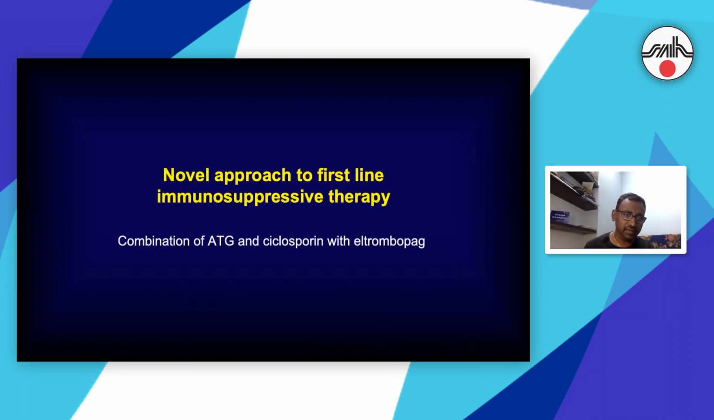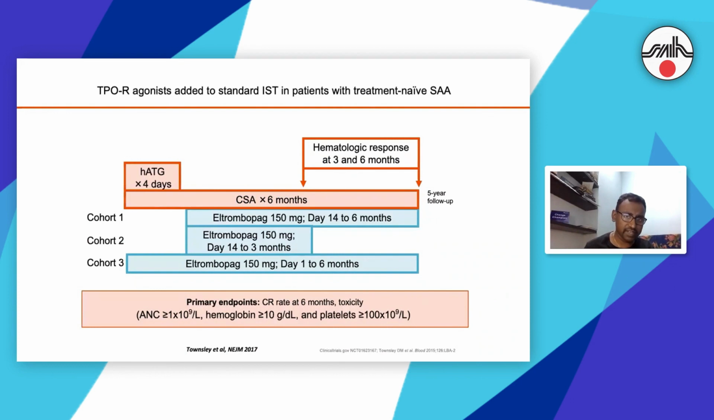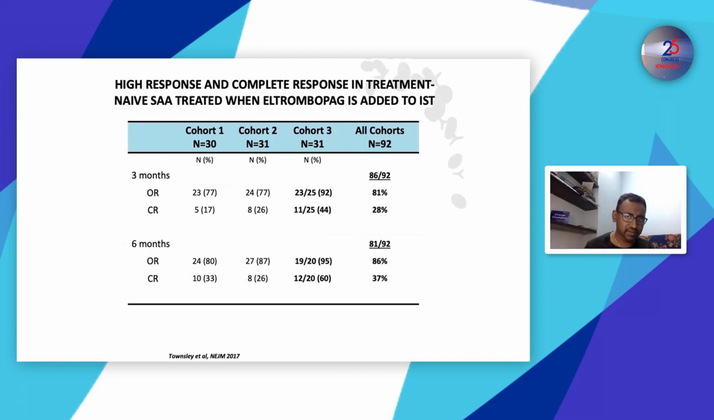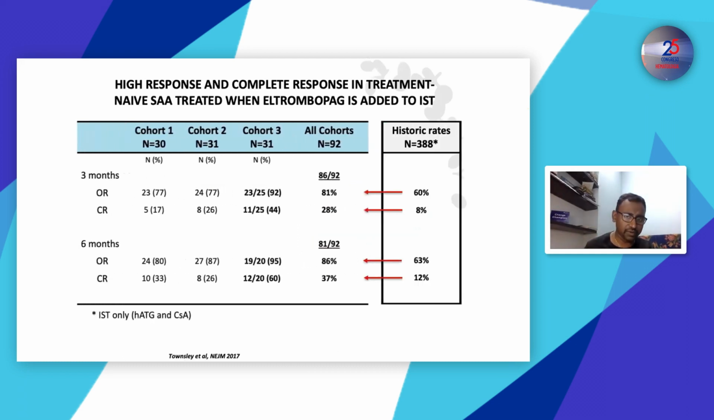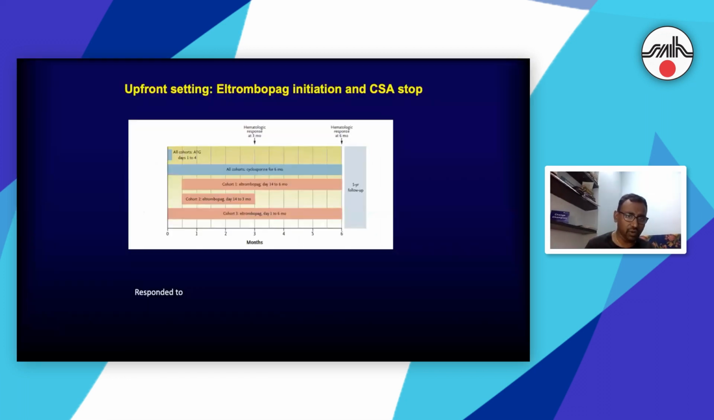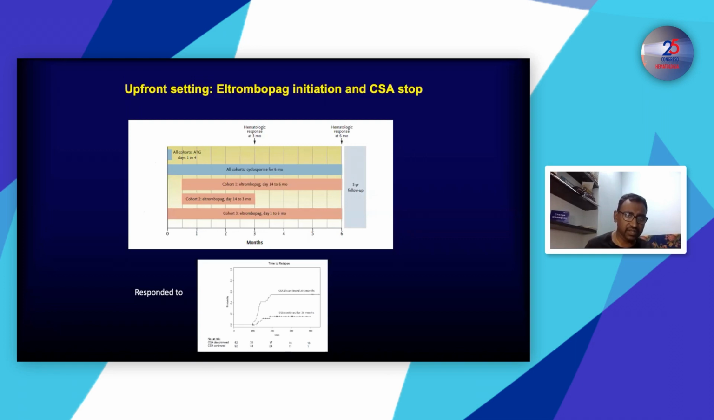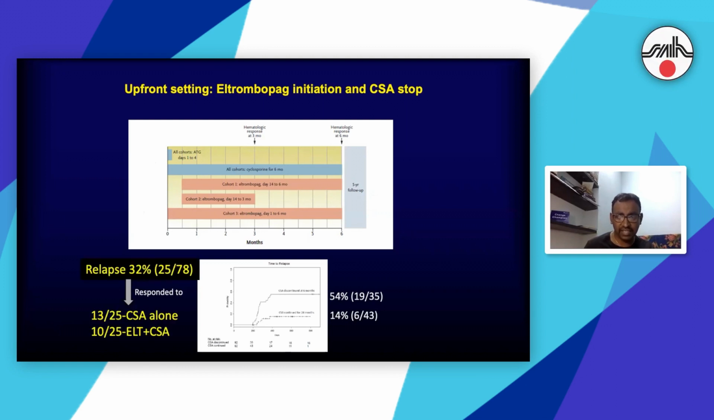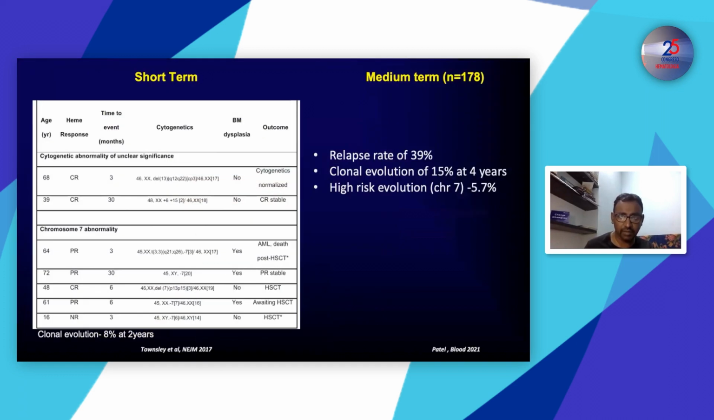So eltrombopag, as we are aware, was used in the upfront setting as well, through this NIH data, which has been published, showing responses predominantly in the third cohort, or the triple drug cohort, with significant responses of up to 60% CR rates and 90% overall response rate. But patients who responded to eltrombopag unfortunately relapsed as well, with two different time points of relapse, predominantly in the people who discontinued cyclosporin at 6 months, but also at a later time point. But these relapses were able to be rescued with either cyclosporin alone or eltrombopag plus cyclosporin.